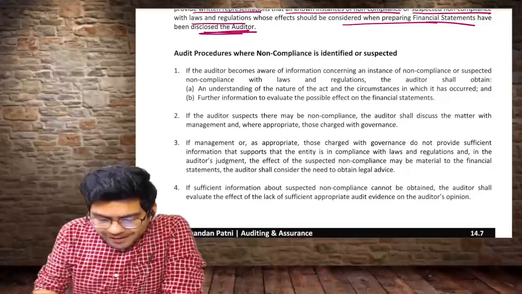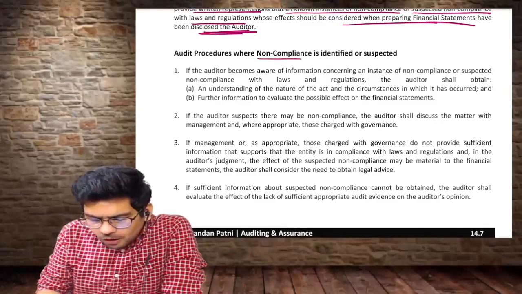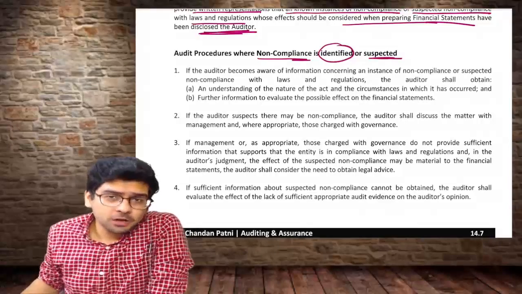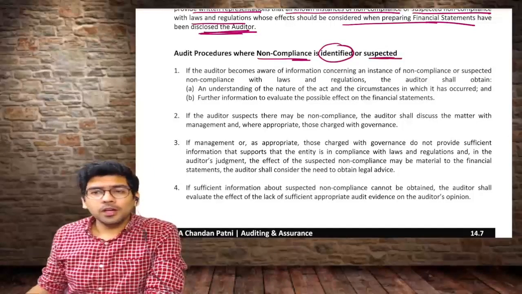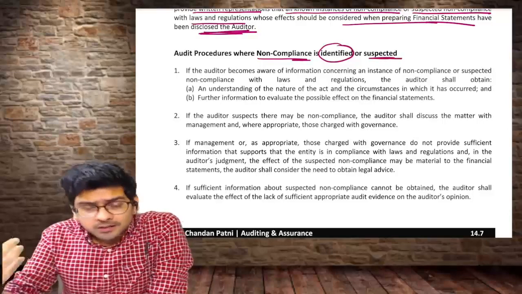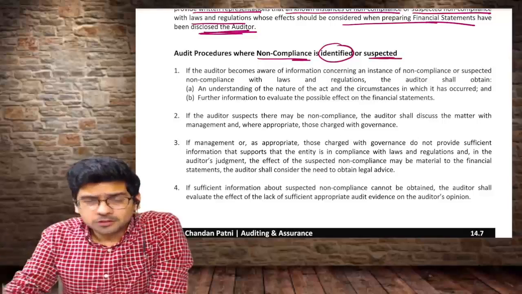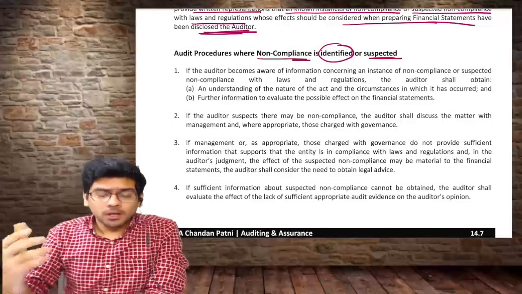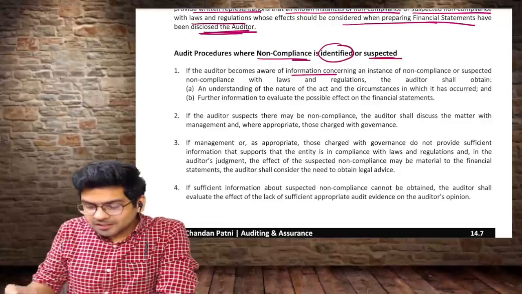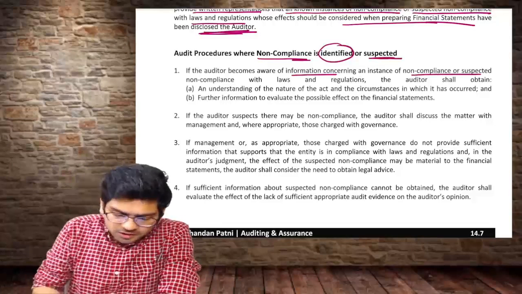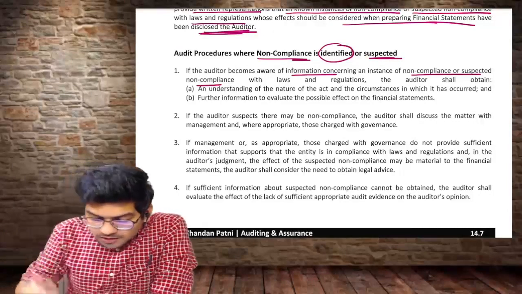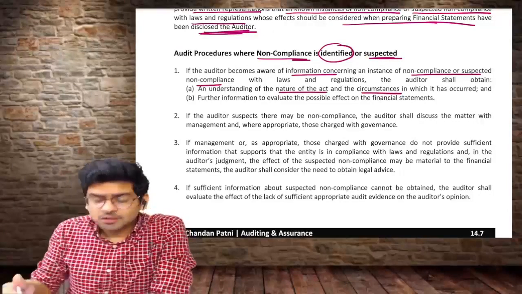Now, the second part. What if you come across an instance of non-compliance? You either identify non-compliance or you suspect it. Then what has to be done? You come across an instance of non-compliance, or you have a doubt that there is some non-compliance with respect to a law. What do you do now? Let's understand. If the auditor becomes aware of information concerning an instance of non-compliance or suspected non-compliance with laws and regulations, the auditor shall first obtain an understanding of the nature of the act and the circumstances in which it has occurred.